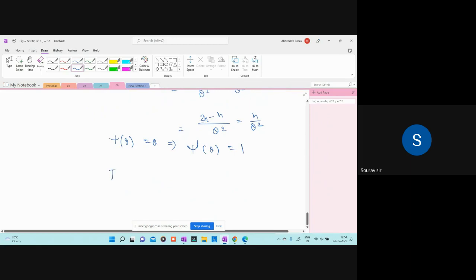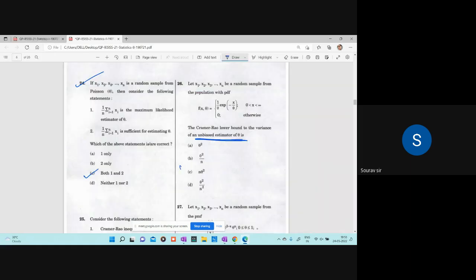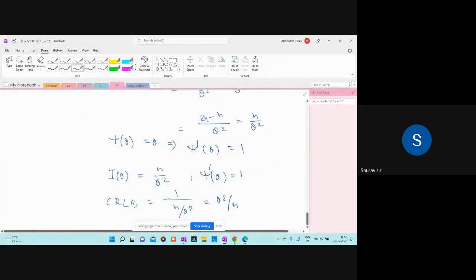Okay, then what is my I theta? I theta is n by theta square, and phi prime theta is 1. So CRLB is 1 by n by theta square, that is theta square by n. Do you have any option? Yes, theta square by n. Is it okay? Yes, ma'am.